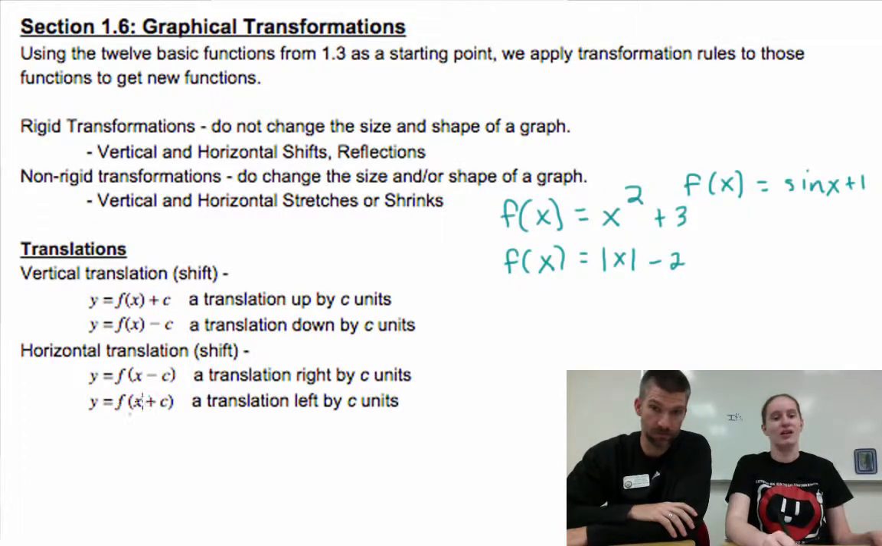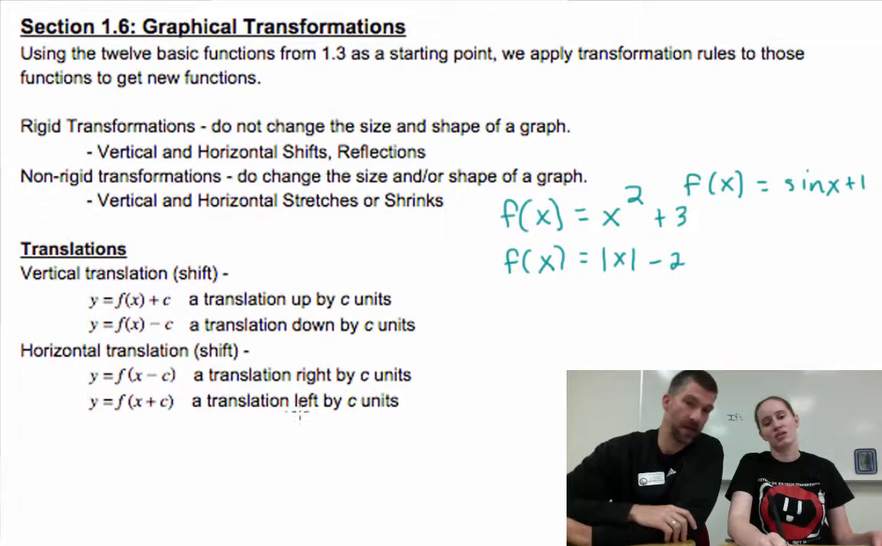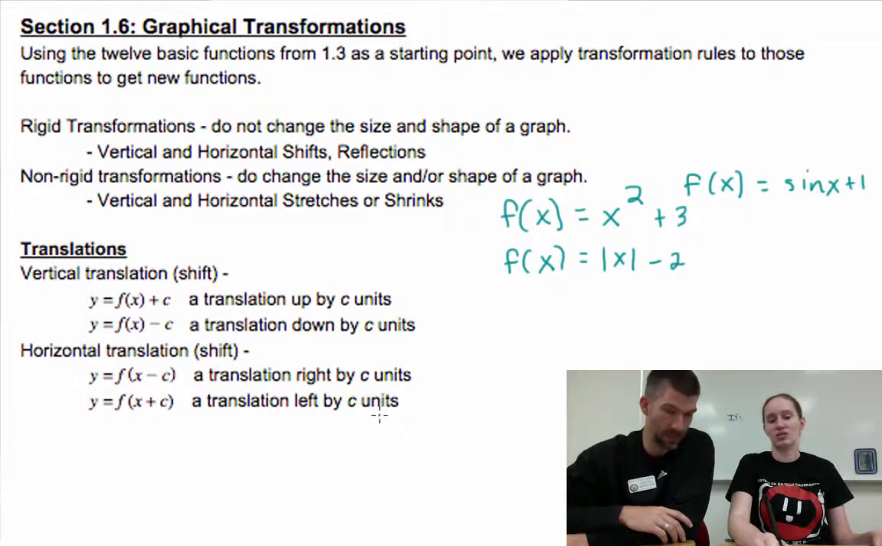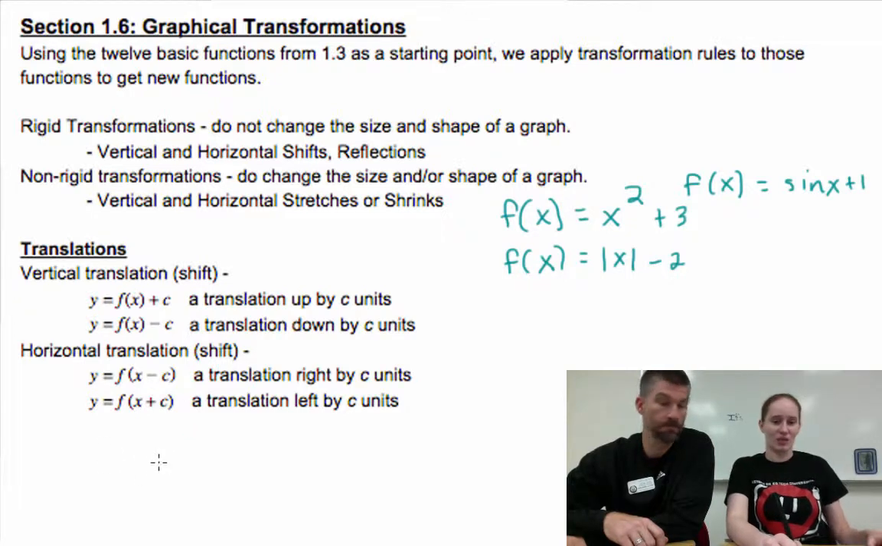That is correct. Okay? If it's a plus c on the inside, we're moving in the opposite direction, which is left c units. That's correct. So when we're outside, we're not a part of the society, but when we're inside, we're a part. The super secret opposite, because we're going to change it to the opposite. That's right.